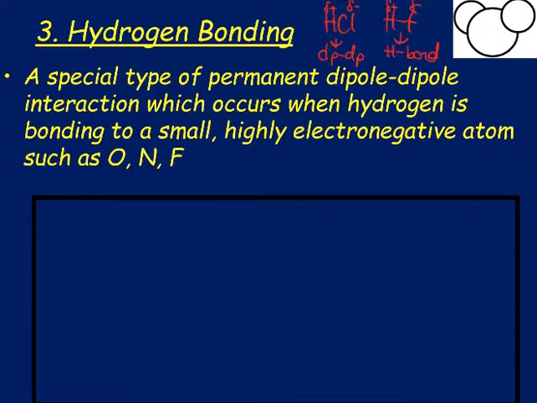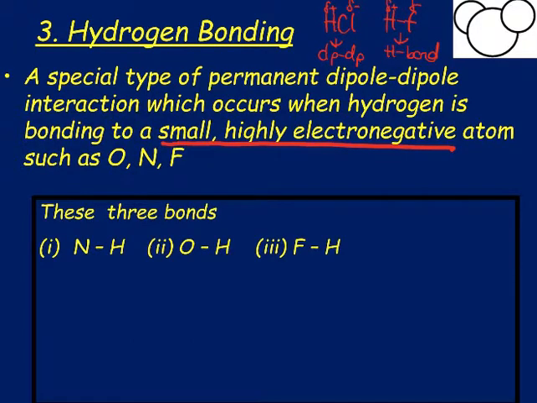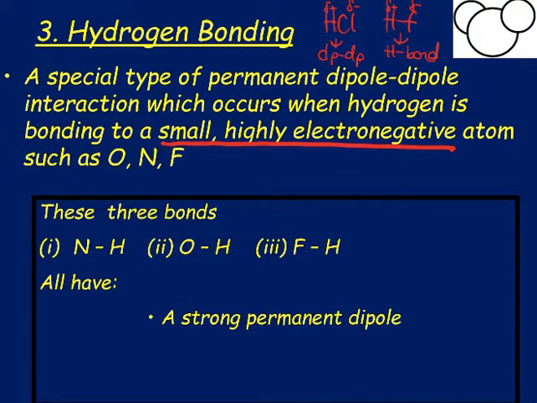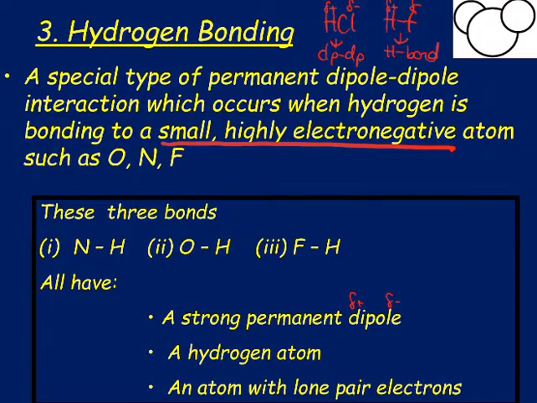And the reason why it's so supercharged is the hydrogen is bound to something that's very small and very electronegative. So it's pulling electrons to it all of the time. So the three bonds are the NH, the OH, and the FH. And they all have a strong permanent dipole. So we'll be able to write the little delta positives and delta negatives on one side of it. That's your dipole. And it will have a hydrogen atom in there. And the thing that it's bound to has at least one lone pair of electrons. So those things combined together will make for hydrogen bonding.